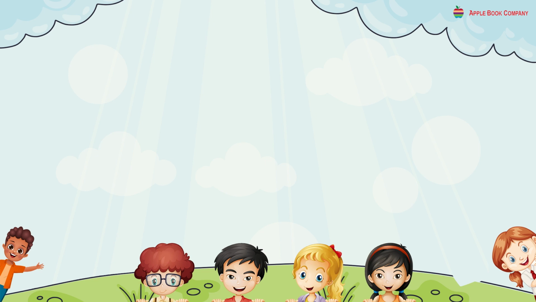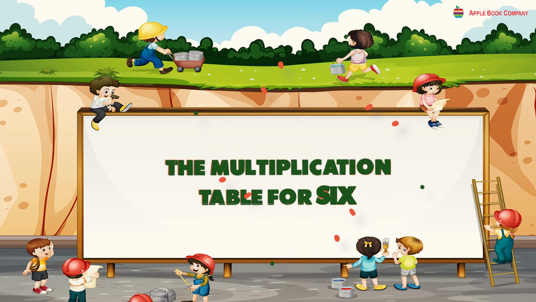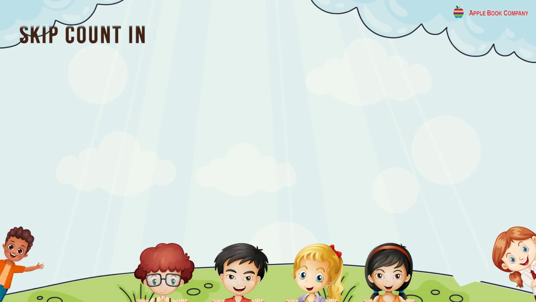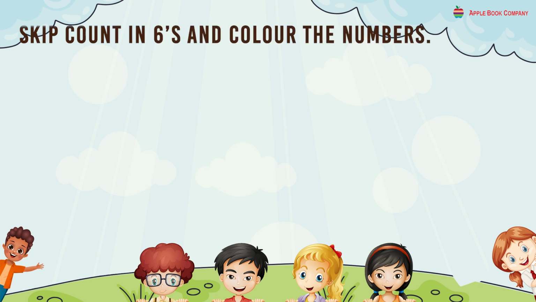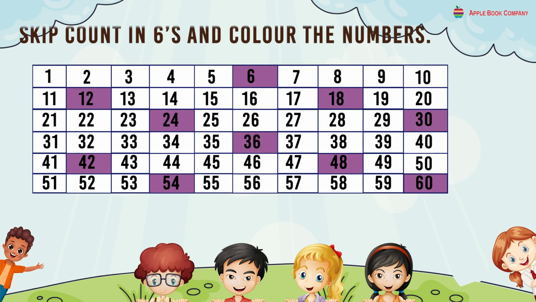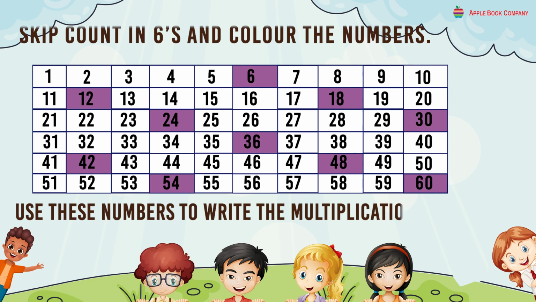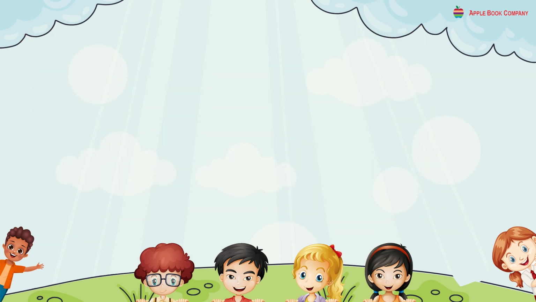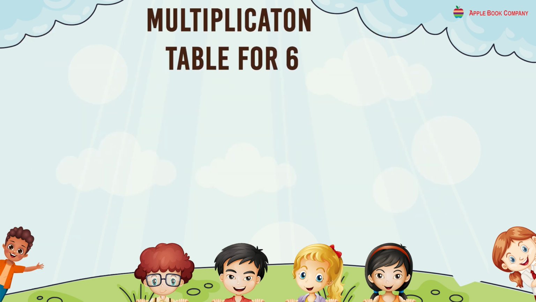Now let's look at the multiplication table for 6. Skip count in sixes and color the numbers. The numbers to be colored will be 6, 12, 18, 24, 30, 36, 42, 48, 54 and 60. Now use these colored numbers to write the multiplication table for 6. Get the multiplication table for 6.